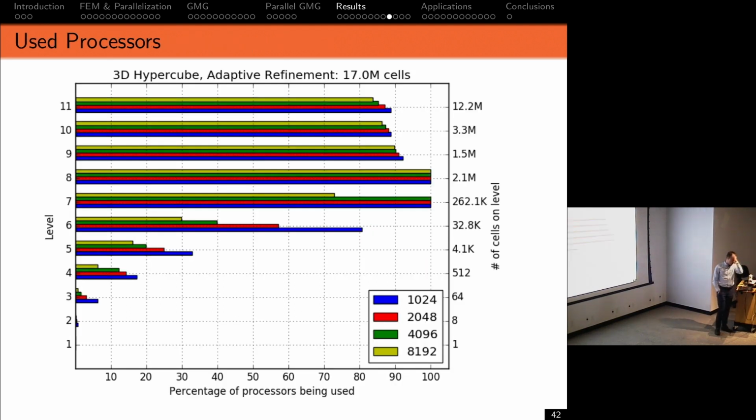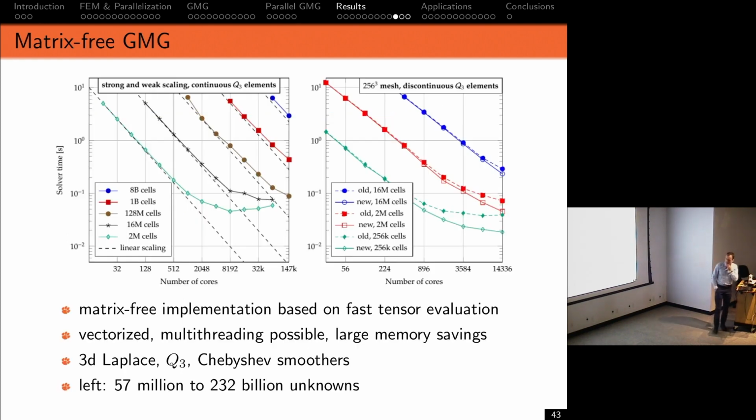So I can look at the number of processors that drop out. On the lower levels, you see processors drop out. Don't want to go into this. This is work mostly done by Martin Kronbichler in Munich in Germany. You can do all this matrix-free, so you don't assemble any matrices. All your operations are built on fast tensor evaluation, so you can use vectorization, hyperthreading, and MPI. And we can get very large memory savings because we don't have to store matrices. The biggest thing we store is now solution vectors.